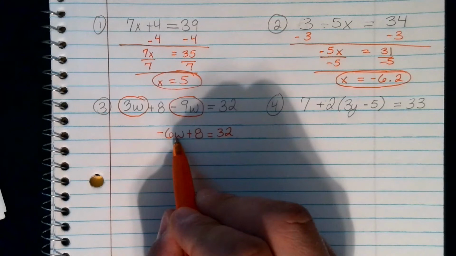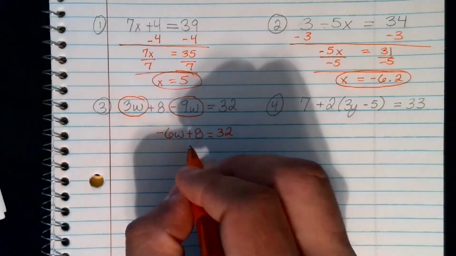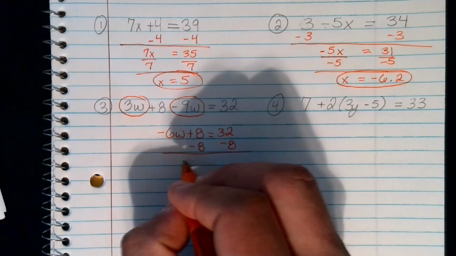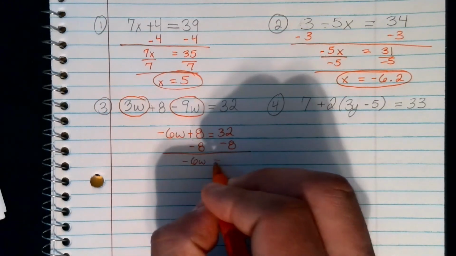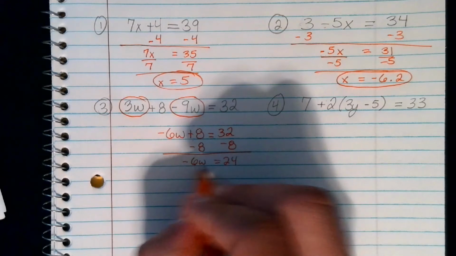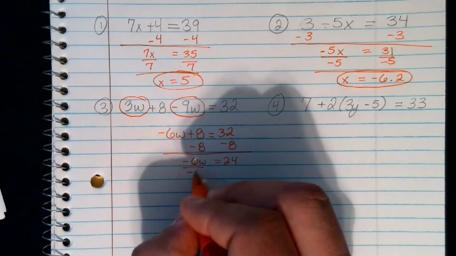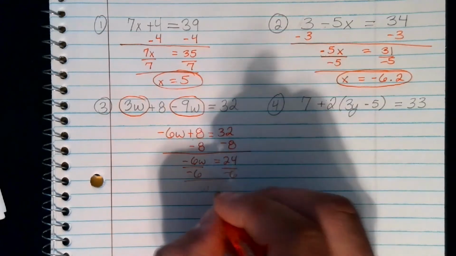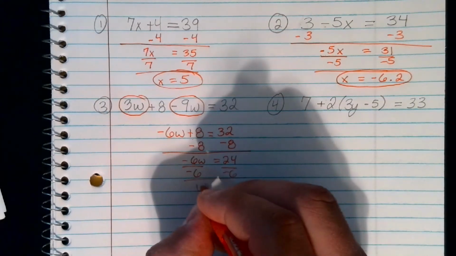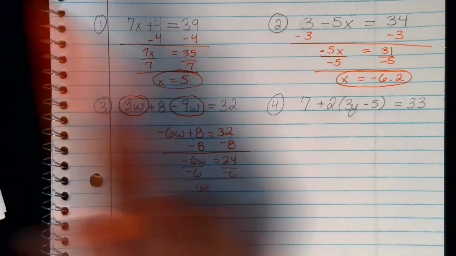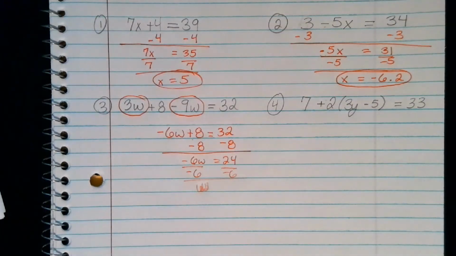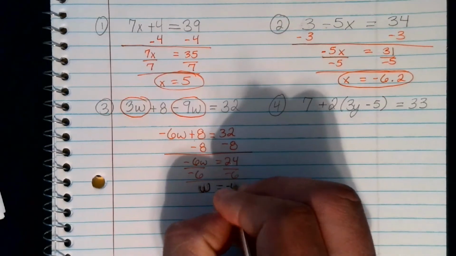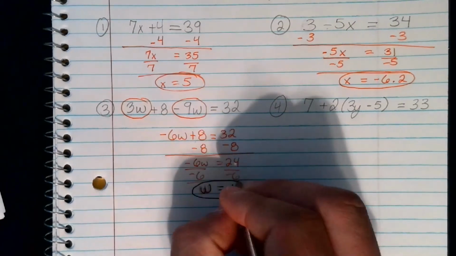So I want to get the w alone. Start by getting rid of the constant term, positive 8. I take away 8 both sides. Leaves me with negative 6w equals 24. Get rid of the times negative 6. I'm going to divide by negative 6. And we get w. Oh, I'm running out of ink here. Switch pens. W equals negative 4 for my answer there.